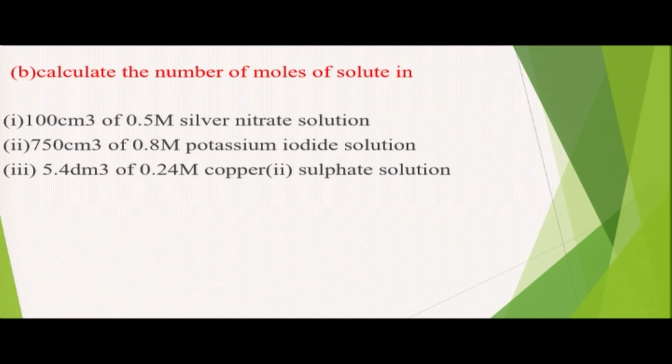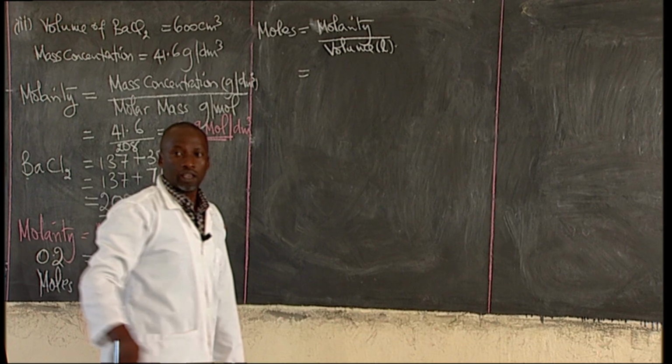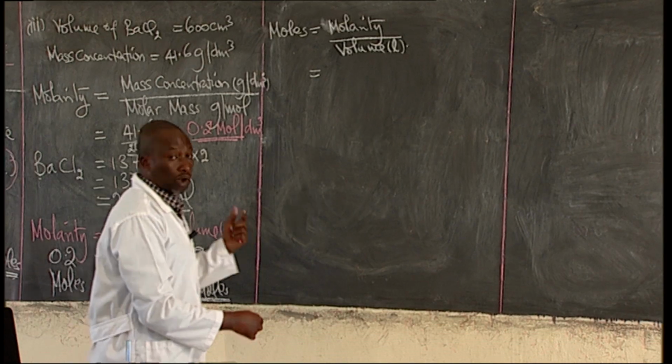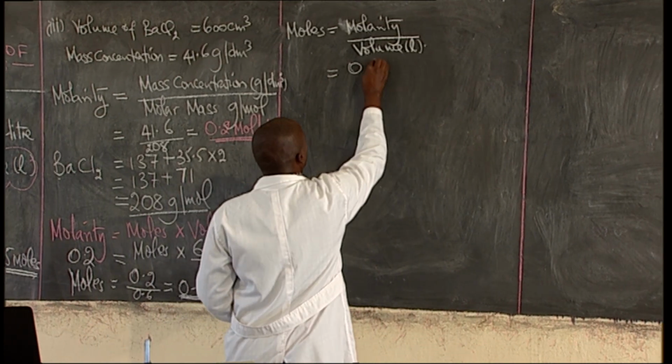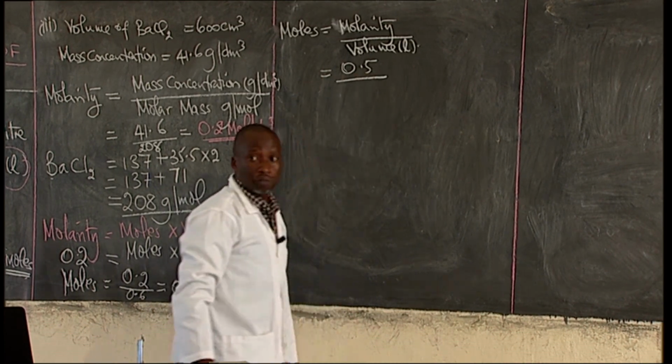We said moles is equal to molarity, sorry, is equal to molarity multiplied by the volume. Always the volume must be in liters. So what is that? You have the molarity, which is 0.5, times the volume.